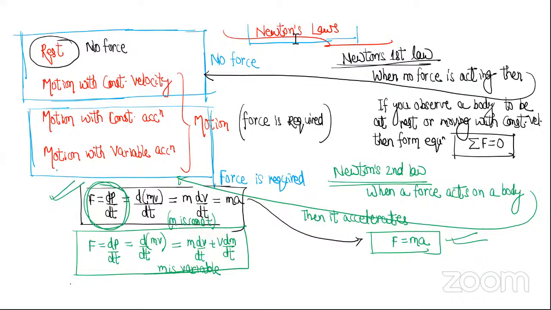dv by dt means what? Change of velocity, right? dv by dt means change of velocity. Change of velocity means acceleration. Now how that velocity is changing, whether the velocity is changing equal amount in equal time or unequal amount in equal time, every second the velocity is changing, meaning there is acceleration.